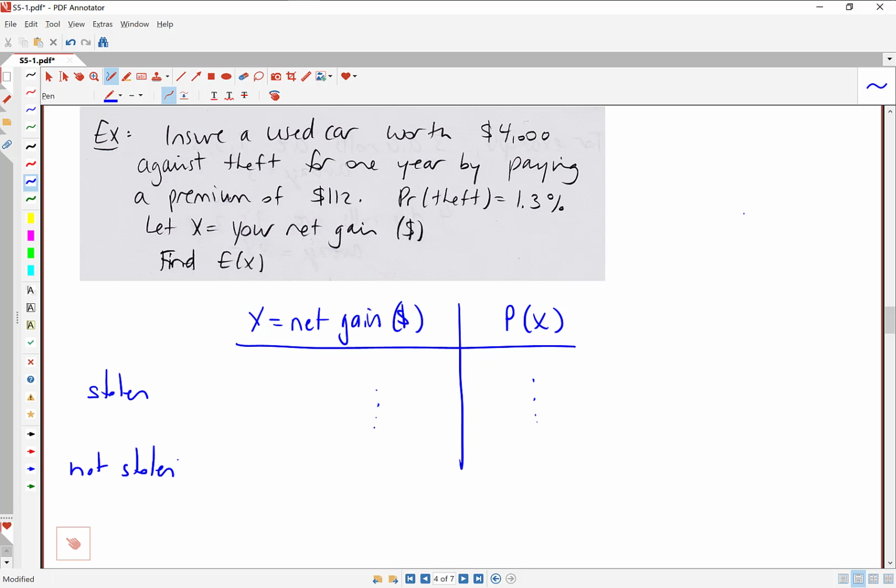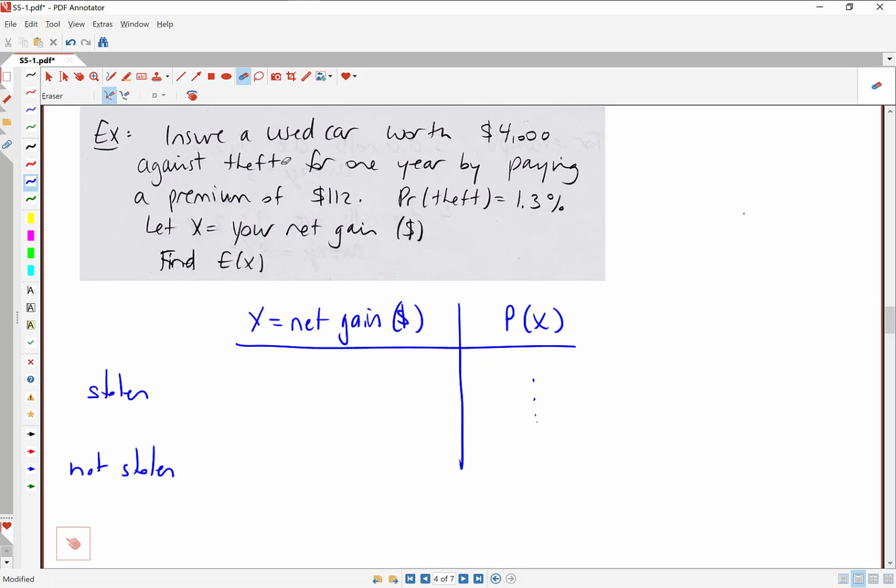Those are the two situations. So there are going to be 2 rows to fill in the table. Now, an assumption in the problem is that your insurance is covering the entire cost of the car. It's not really stated in the problem, so we're just going to assume that the insurance is for the full $4,000. Okay, so let's think about our net gain in each scenario.